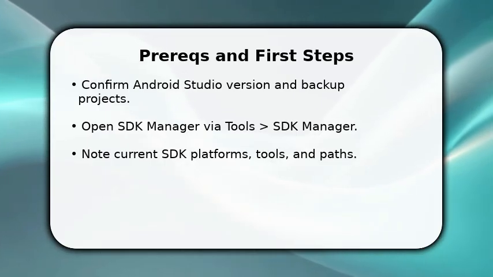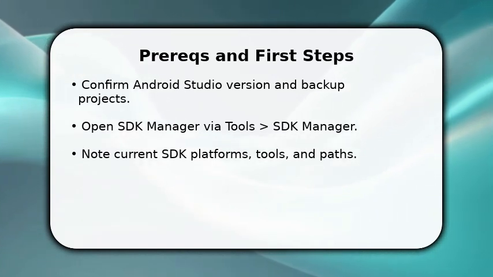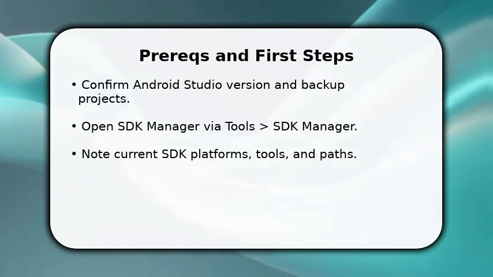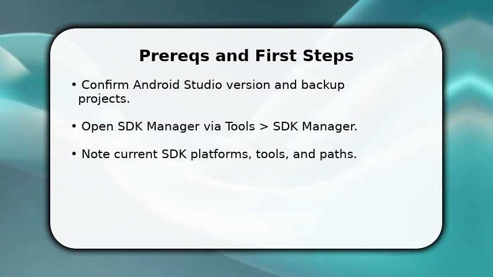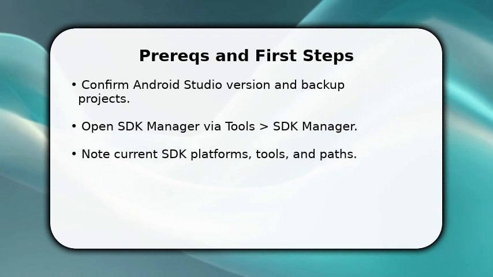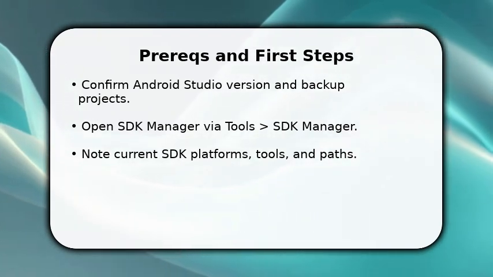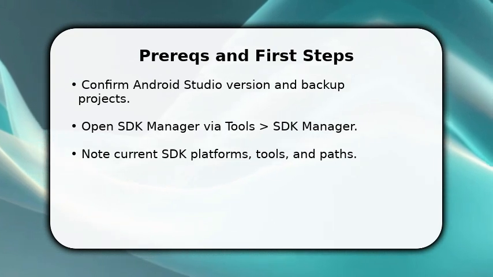You start by confirming Android Studio and project backups so you can roll back if needed. Open Tools, then SDK Manager, and focus on the SDK Platforms and SDK Tools tabs. Select the target Android API and the Android SDK build tools you need. Make sure the SDK path matches your project settings.